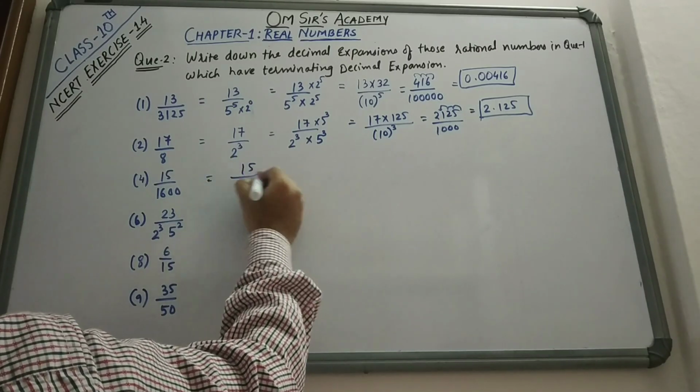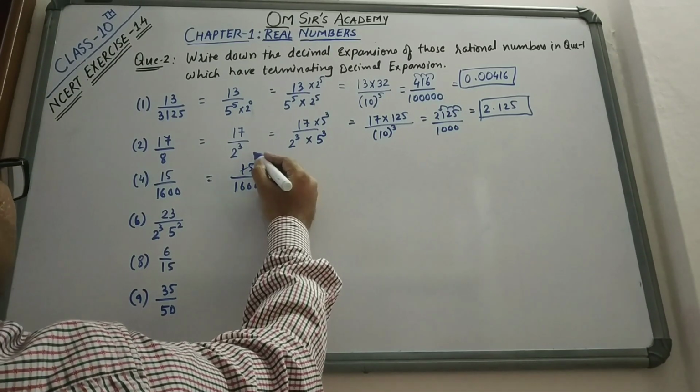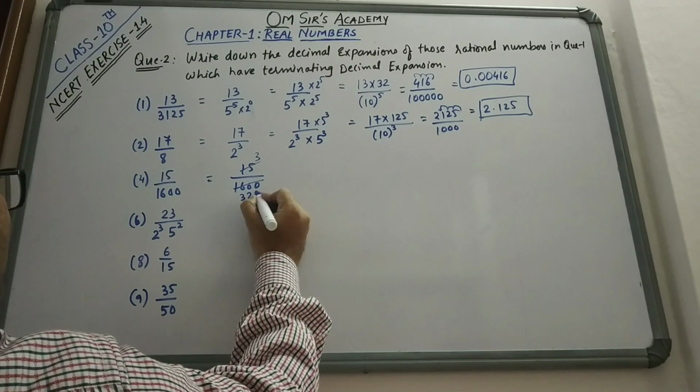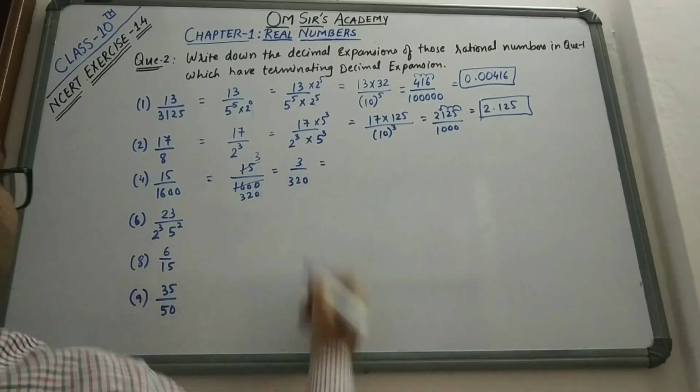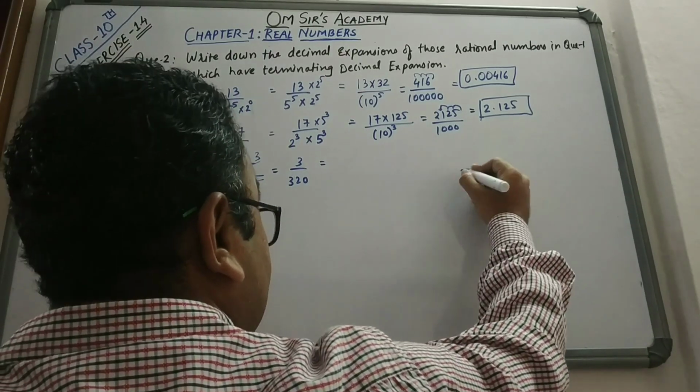15 upon 1600, I can divide it by 5. 5 3s are 15, 5 3s are 15, 5 320s are 1600. So it will be 3 upon 320. If I prime factorize it, then what are the prime factors of 320?